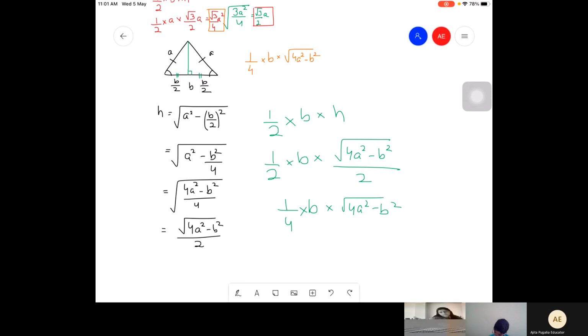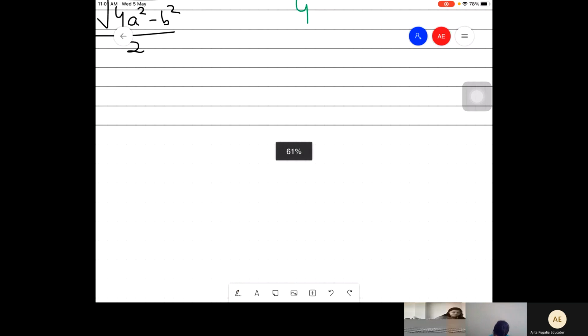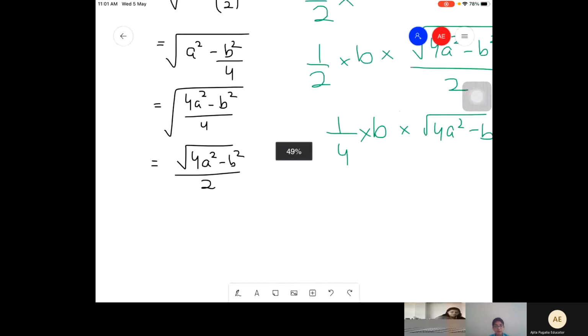Okay, let us write down this very long derivation. And this derivation is gonna take up my entire page. A square, square root of b square.